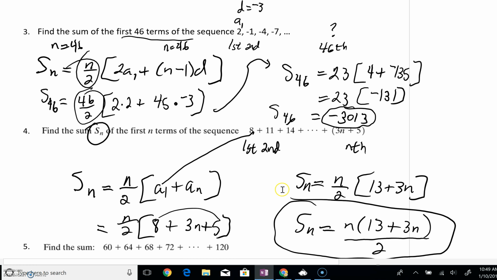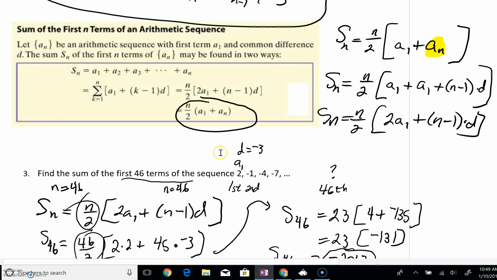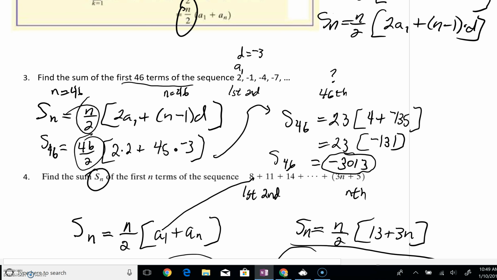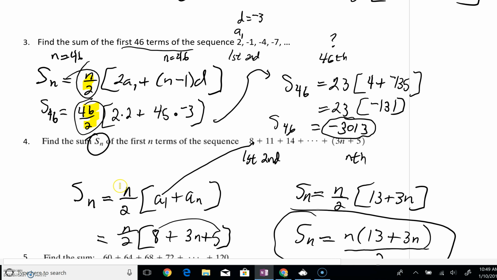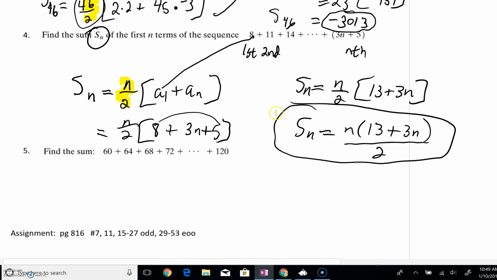Because that's the formula that we see right here. You're going to always have n over 2 in that formula. So if I'm adding up to, like we did in the last problem, up to that 46th term, I had to put in 46 over 2. Here, I'm not told exactly where I'm stopping. I'm just stopping at an nth term. So I have to do n over 2. Okay? All right, last one.